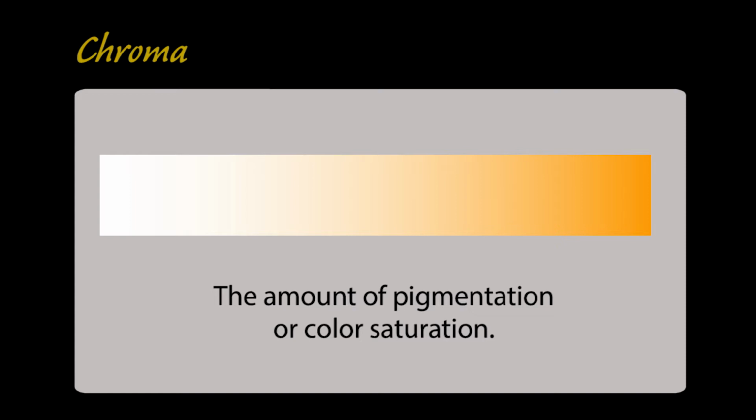Now, chroma is the element of the amount of pigmentation or color saturation that you actually see. If you notice the scale in front of you, you'll see a gradient scale. Note the right side of this gradient scale. The color that you see is orange. That's the hue that we're talking about. As you slide to the left, you're going to see less color pigmentation of that orange. That's chroma. The hue is still orange, but as you slide to that left, you have less color pigmentation, so it's a lighter colored orange.